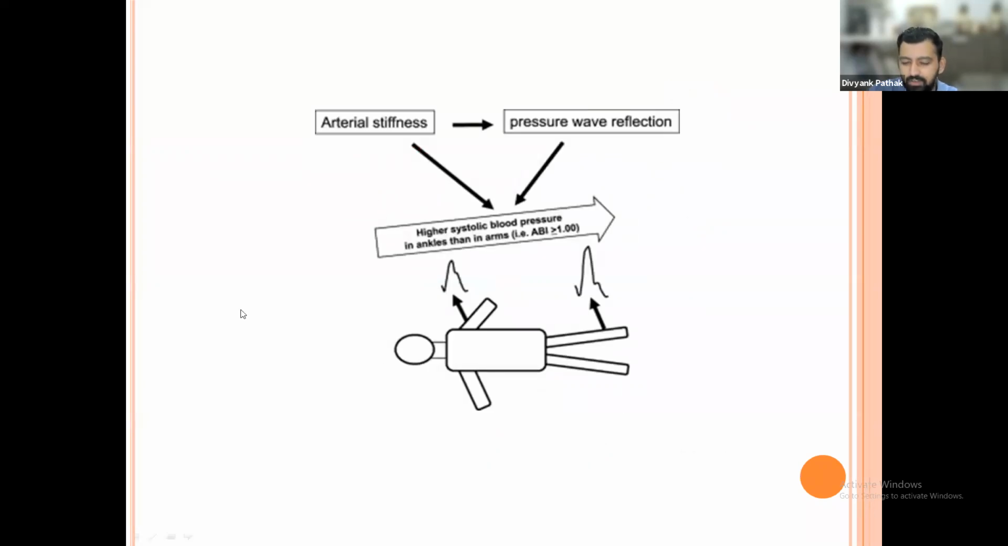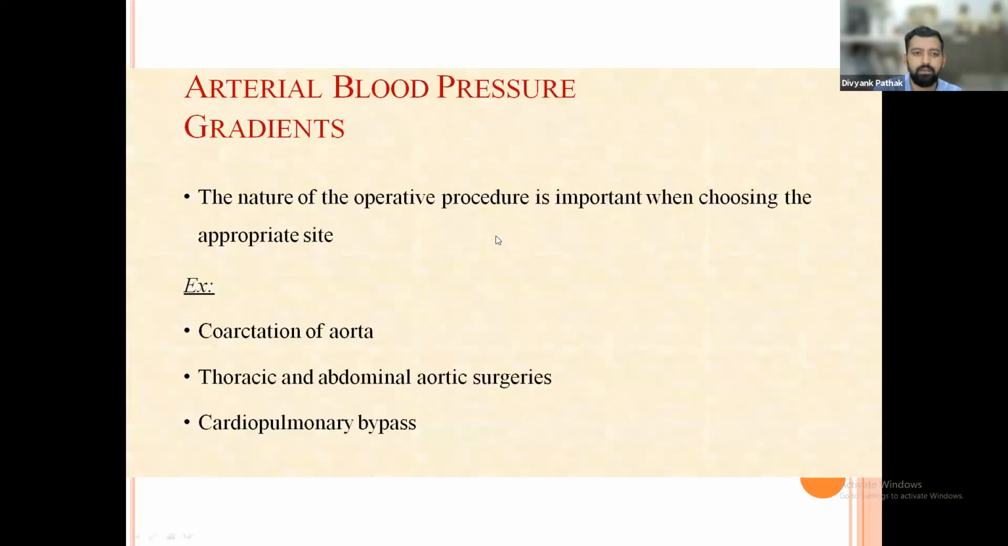So in general, for a layman, the farther away from the heart, the arterial stiffness increases and with pressure wave reflection, the systolic blood pressure is higher in the ankles than in the arms. Okay. Now, arterial blood pressure gradients. The nature of the operative procedure is important when choosing the appropriate site, like coarctation of aorta, thoracoabdominal surgeries or cardiopulmonary bypass. These are the more complicated things.